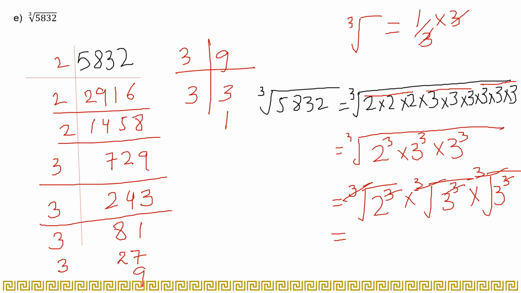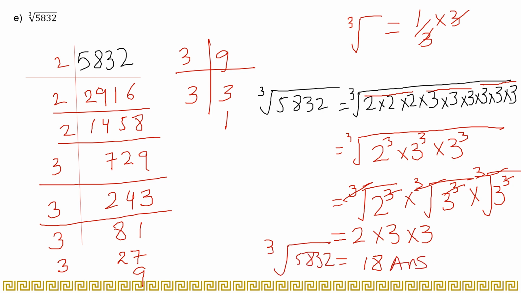And now what you get? 2 multiplied by 3 multiplied by 3. 2 3s are 6, 6 3s are 18. That means cube root of 5832 is 18. If you want to check your answer, how will you do it? You will multiply 18 3 times. 18 multiplied by 18 multiplied by 18 and you will get 5832. Right? That is how you solve for cube root.